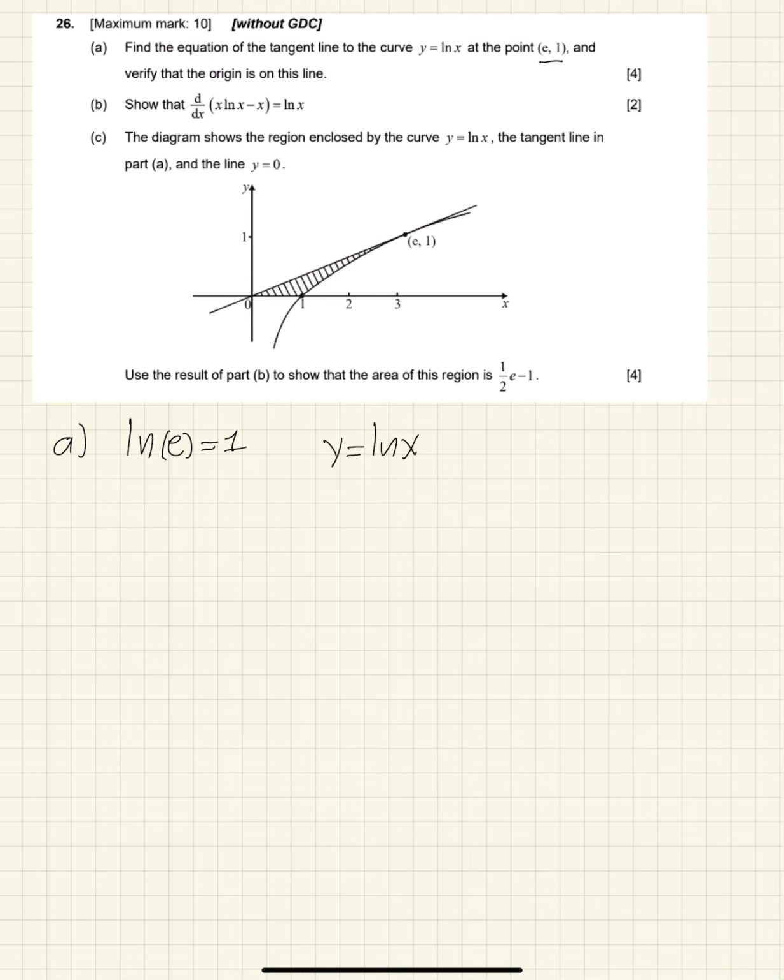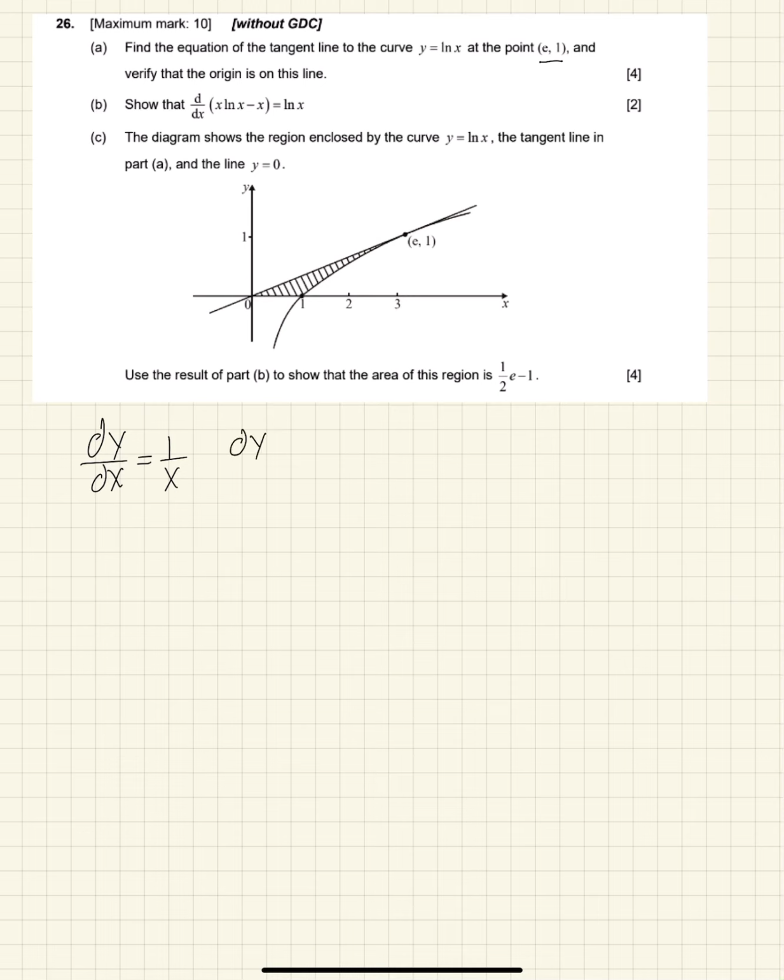So on the function y equals ln x, when x equals e, 1 is going to be the value of y. Right, so now we want to find the equation of that tangent line to this curve. And so we've talked about two different ways of doing this. I'm going to start by finding the derivative of y equals ln x. And that's 1 over x.